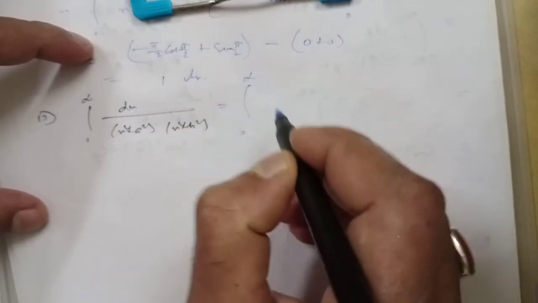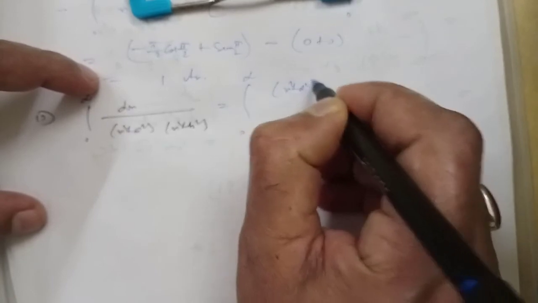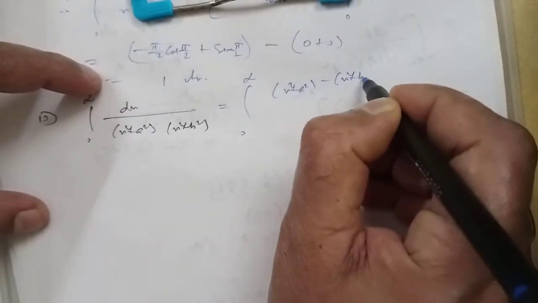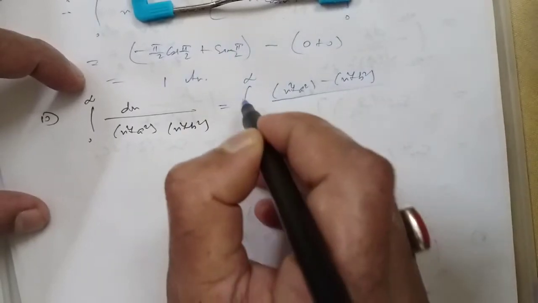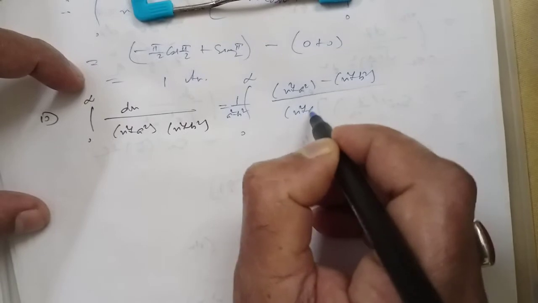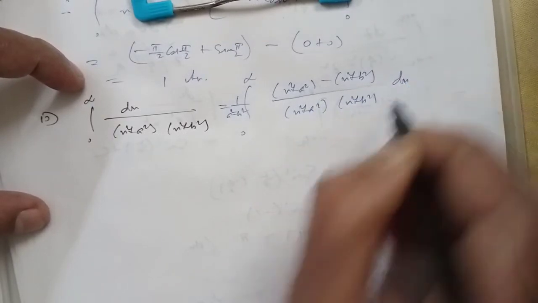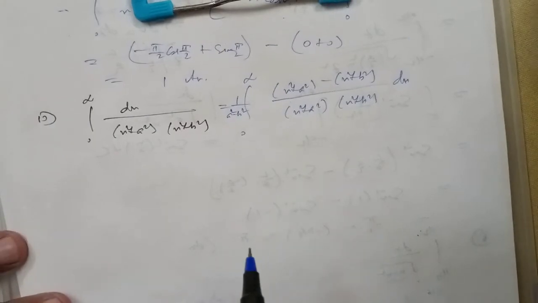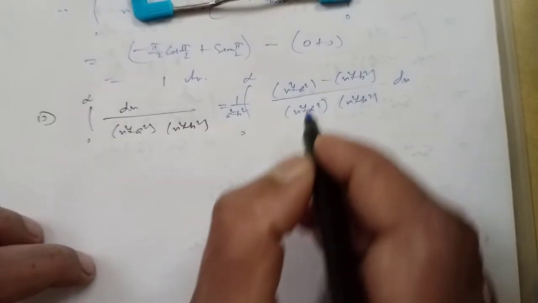If you write in this way, x square plus a square minus x square plus b square in the numerator, you have actually written a square minus b square. So you have to write outside 1 by a square minus b square, and here it is x square plus a square into x square plus b square dx. All these tricks are discussed in indefinite integration. At the time I was discussing indefinite integral, I discussed all these tricks there.